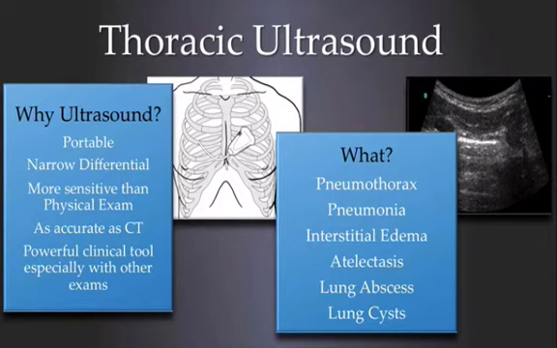Thoracic ultrasound is a relatively new ultrasound modality. It has been used for the last several years and its uses are expanding. We use it for a wide variety of diagnoses such as pneumothorax, pneumonia, interstitial edema, atelectasis, lung abscesses, lung cysts, and the list keeps going on after that. But why would you want to use ultrasound when you have a chest x-ray?